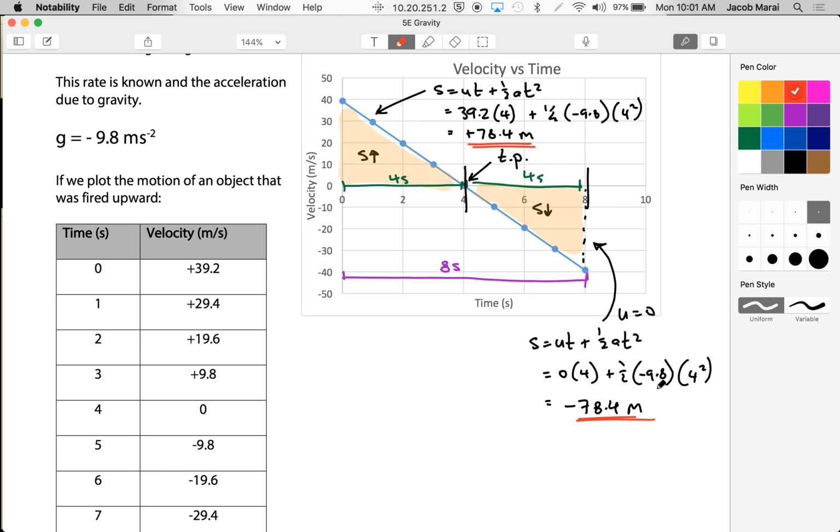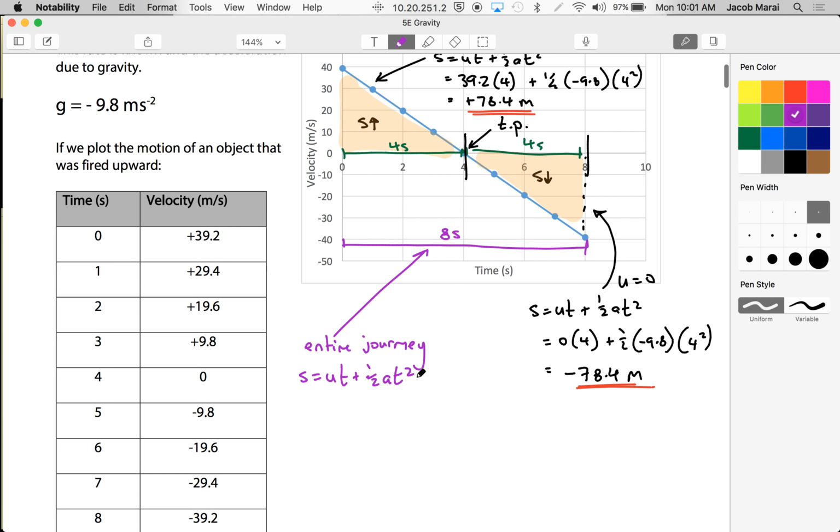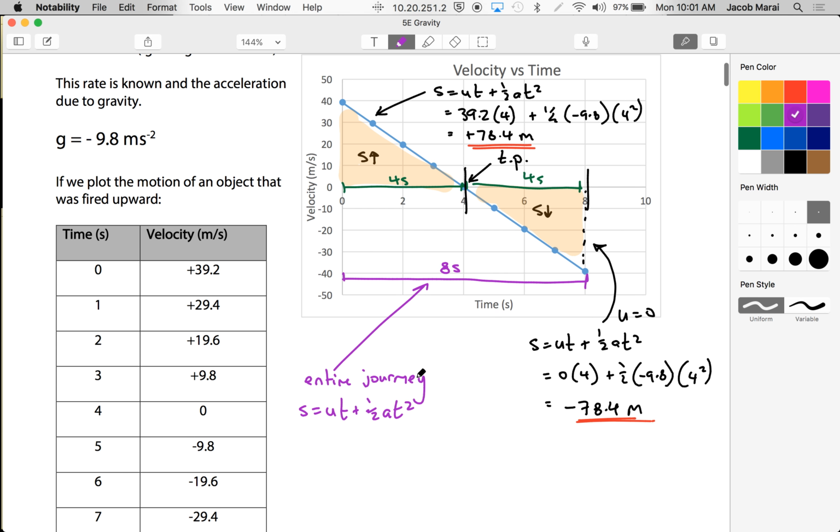So here's the next thing. Let's look at the entire journey. So I'm going to say, all right, let's go, same equation. Go for it. So if we set time for the entire 8 seconds, we should get an interesting number. We're going to go 39.2 by 8 seconds plus a half of gravity by 8 seconds squared.